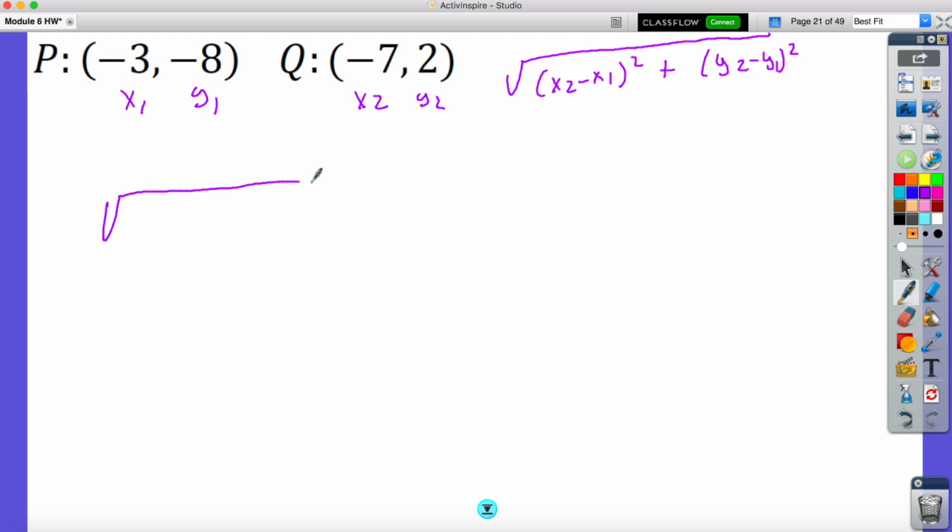So now I'm going to have the square root of negative 7 minus negative 3 squared. So I took care of my x's. I'm going to add that to 2 minus negative 8 squared. This is a parenthesis. All right.